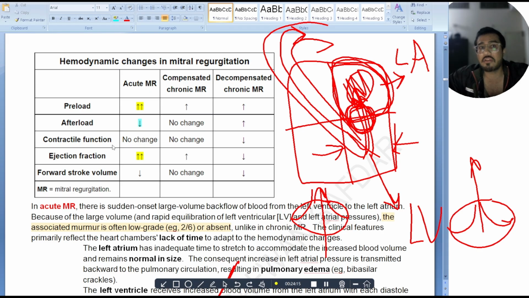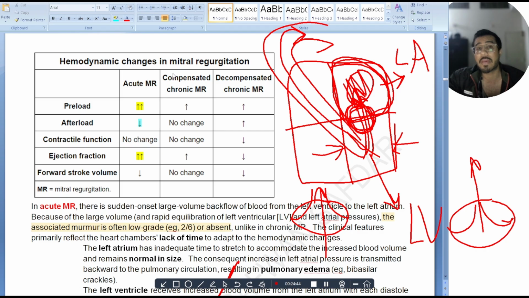So the contractile function of the left ventricle is not going to have any change in acute. And in compensated chronic, there is not going to be any change because it's compensated. The left ventricle has undergone eccentric hypertrophy in this case. But in decompensated chronic mitral regurg, contractile function has decreased. The reason it has decreased is that obviously it's decompensated.